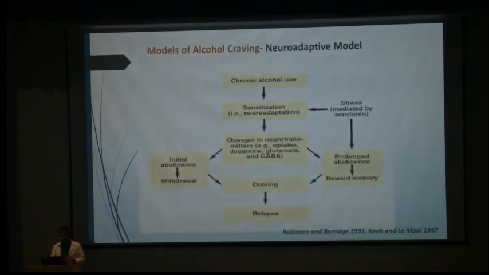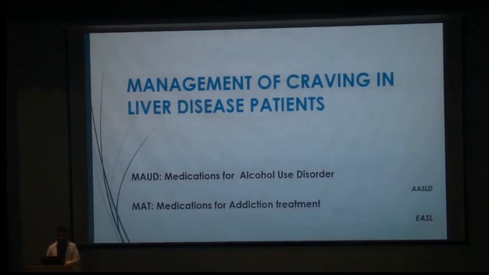So based on all this, the most accepted neuroadaptive model for alcohol craving is that chronic alcohol use leads to sensitization of dopamine receptors and opioidergic systems, which leads to changes in neurotransmitters, which can cause, when initially abstained, from hours to days, withdrawals leading to craving. And in the long term, with prolonged abstinence, the memories of alcohol consumption can still remain and cause craving leading to relapse. So from that, let's move on to the topic of craving in liver disease patients.